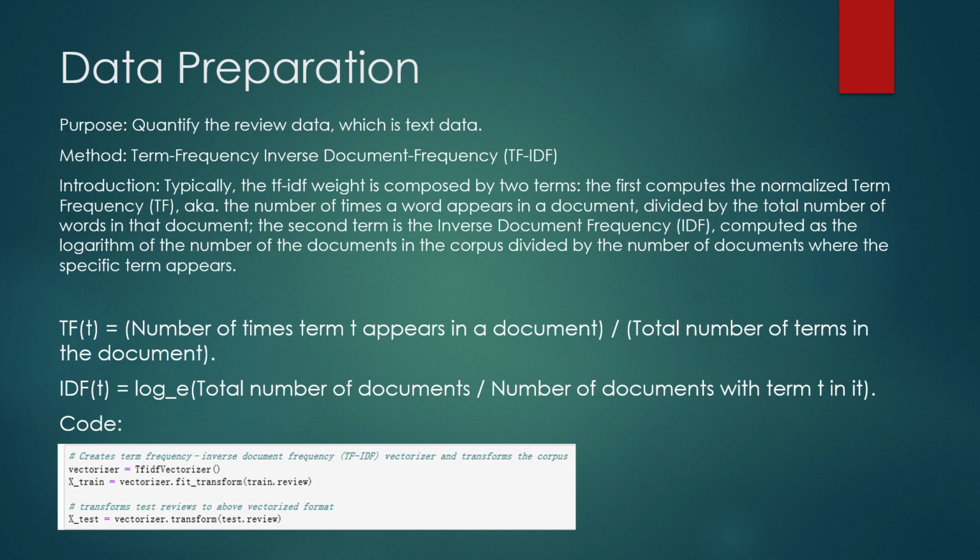TF is normalized term frequency, and IDF is inverse document frequency. This slide shows how to compute TF and IDF. The formula is here. And this is how to do it in Python. Oh, by the way, before we do this in Python, we have to import the NLTK package first, or this will not work.